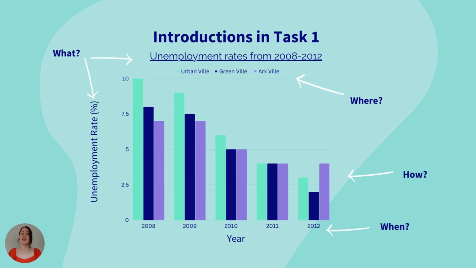So, you will need to identify and understand the information you have been provided with. Think about how the information is being shown. What type of graph or chart is it? In this example, we can see a bar graph. Think about what the graph is showing you. In this case, unemployment rates. For where? In this case, Urbanville, Greenville, and Arkville.